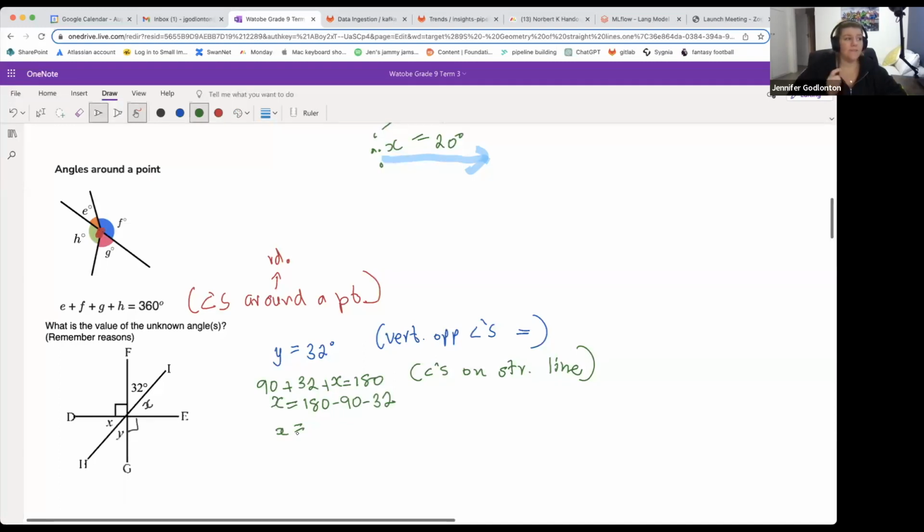Oh, so we can't say vertically opposite angles on a straight line because those are like two different rules. So we can say vertically opposite angles are equal and then angles on a straight line. So it'd be two separate lines that we would write. As soon as you're combining two of your reasons into one line, you know you're making a mistake. Geometry wants you to do everything one at a time.